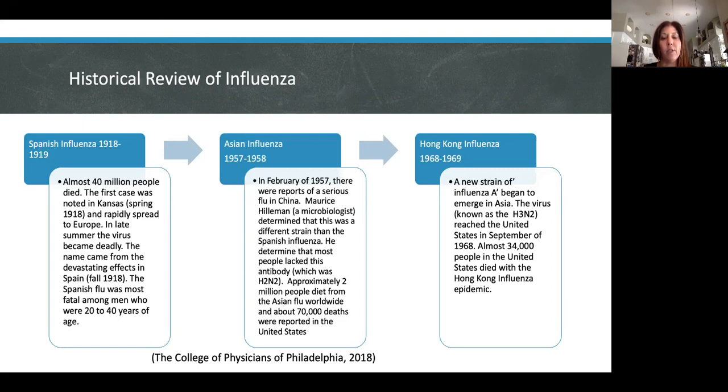So then we moved to the Asian flu, which is 57 to 58, and this started in China, and a microbiologist actually determined that this was a different type of strain than that Spanish influenza, and that most people lacked this antibody. So just like I said, in those pandemics, approximately 2 million people died from the Asian flu, and it was a worldwide spread, about 70,000 deaths in the United States. And then we moved on to the Hong Kong flu in 1968 and 69. A new influenza A strain emerged in Asia, and the virus spread to the United States, and almost 34,000 people died in the U.S. with this influenza.